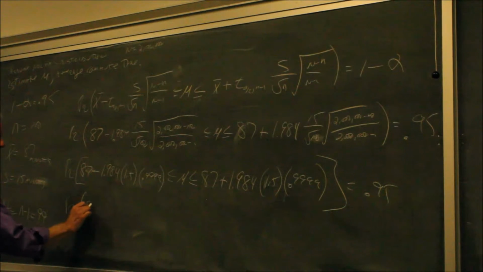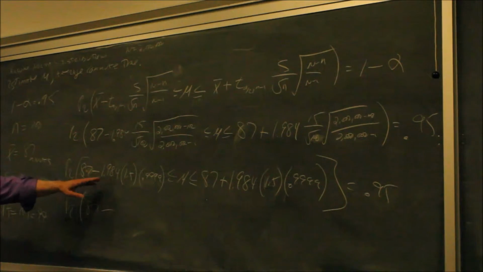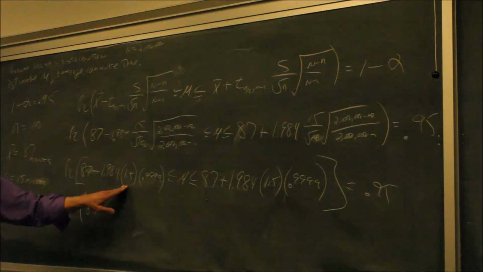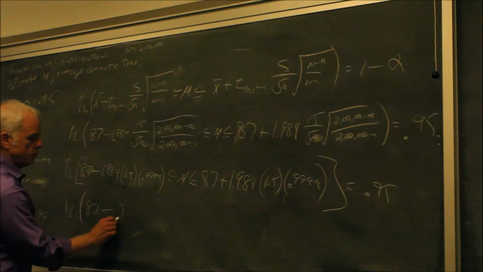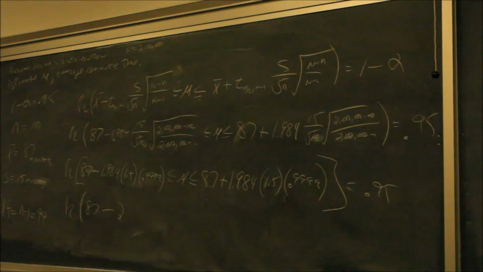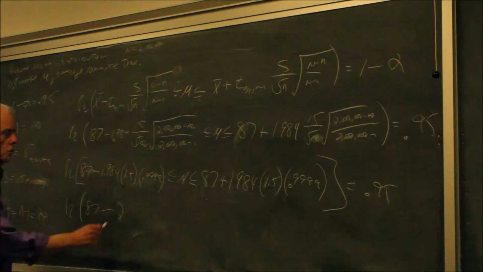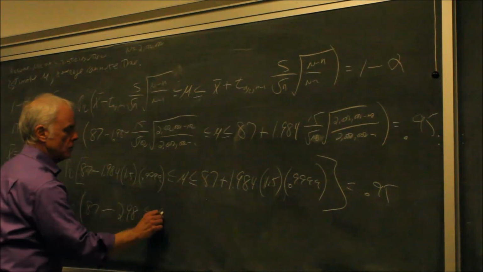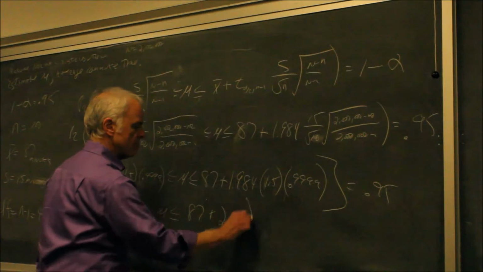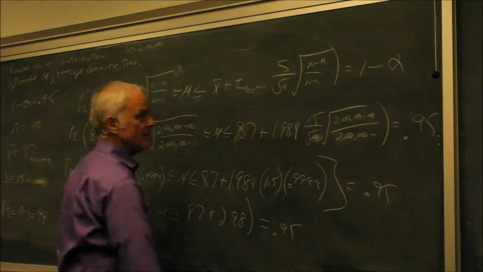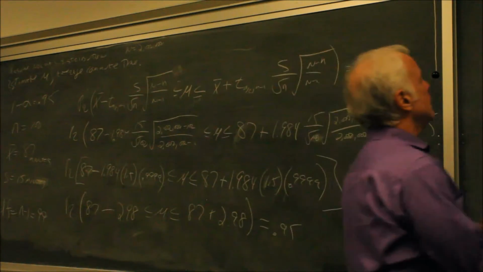And so we get probability 87 minus this. What's this over here? What's 1.984 times 1.5 times 0.9999? It's 2 point, maybe it's 3 point something. What is it? It's 2.97 or 2.98. 2.98 less than or equal to mu less than or equal to 87 plus 2.98 is equal to 0.95. And so once again, we'll just move it over to here.